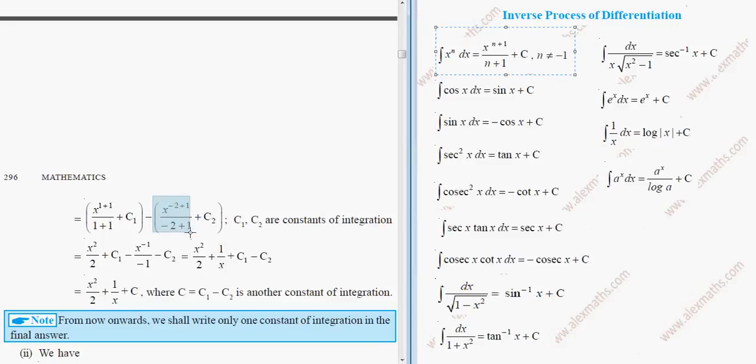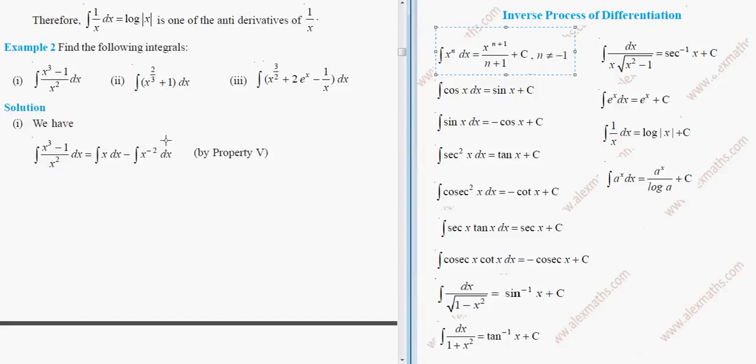So x power minus 2 plus 1 by minus 2 plus 1. So finally the answer is x square by 2 plus 1 by x. And we can put plus c at the end. Instead of putting separately plus c1 and c2, we can directly put plus c. Okay. Now see the next one.